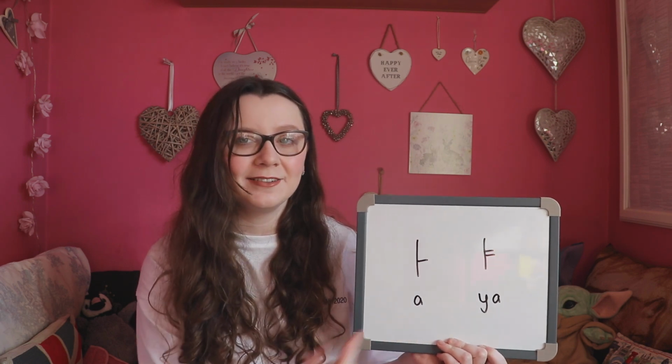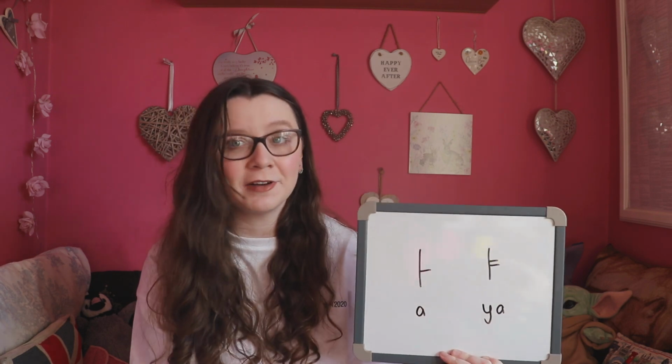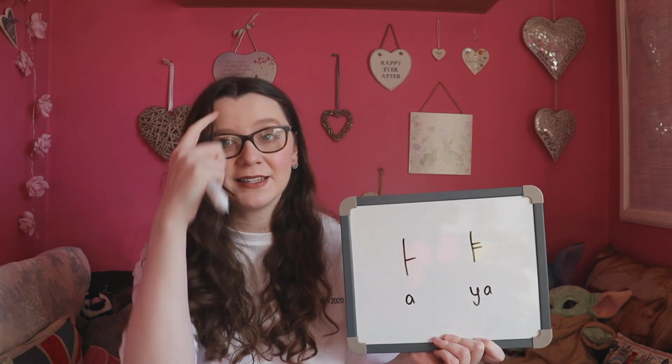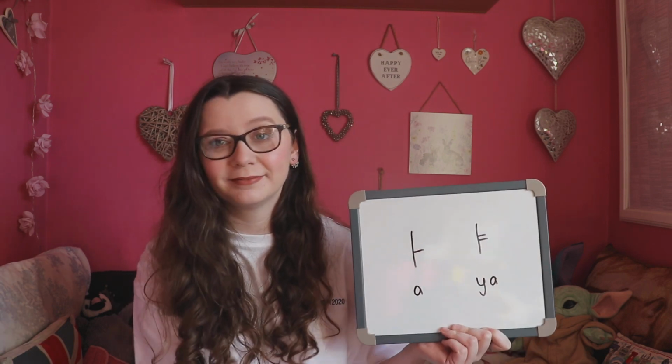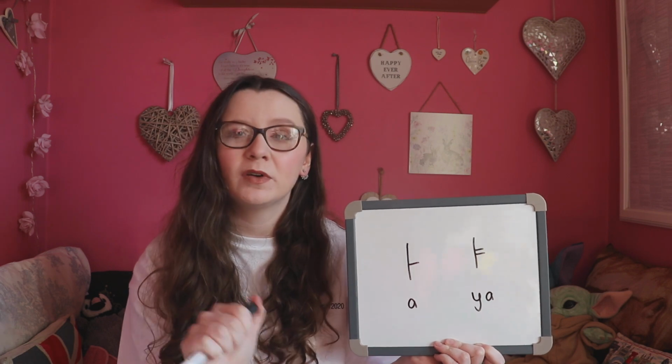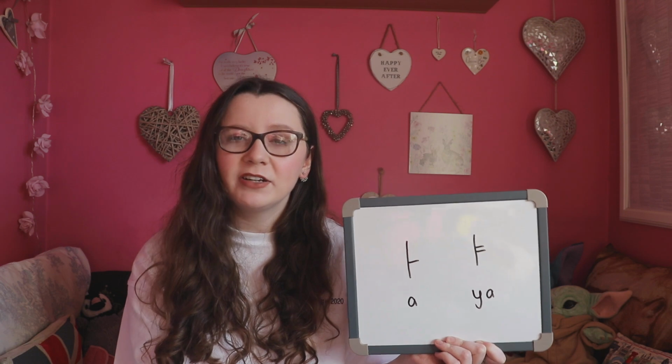This one is A, pronounced like that, A. So this one is A and this one is Ya. So you can see the only difference between them is this one has an extra line. So the rest of the vowels are going to follow this pattern. You're just going to add an extra line to put the Y on the front of it. It's really, really basic.